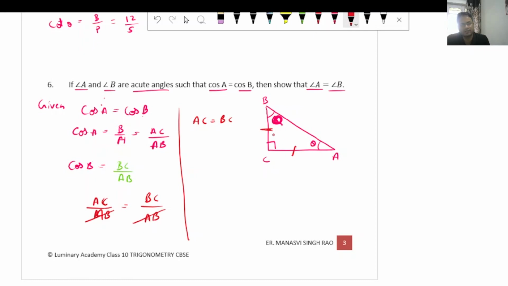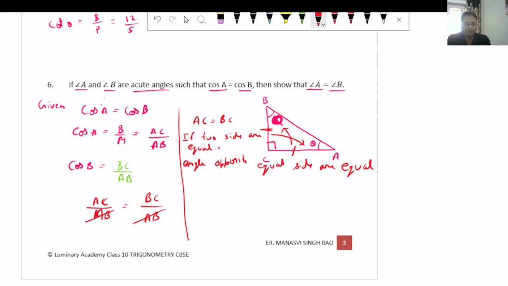You know that if two sides of a triangle are equal, then the angles opposite to equal sides are also equal. So these two angles are also equal. You need to write this statement, students: if two sides are equal, then the angles opposite to equal sides are also equal. So angle A is equal to angle B.